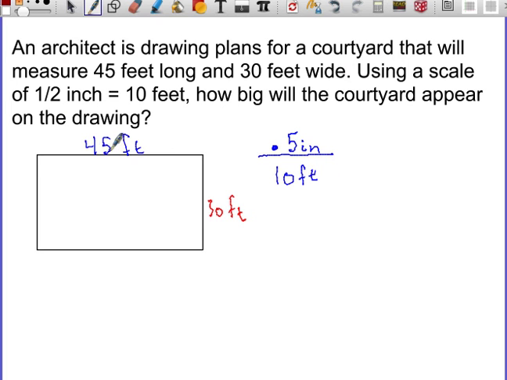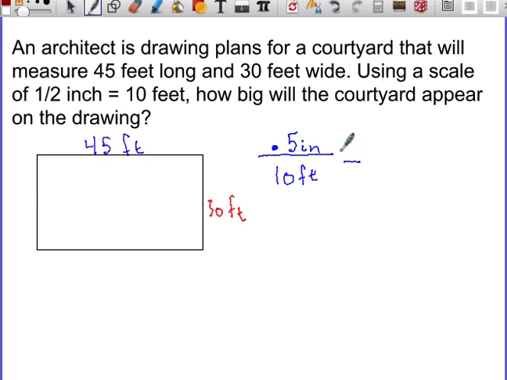How big will the courtyard appear on the drawing? So in real life, it's 45 feet by 30 feet. And you've got to do this in 2 steps. You can't interpret or make proportions that do both of these dimensions at one time. So I need to set up one proportion to change 45 feet into my paper drawing measurement. And I need to do another one to change 30 feet into my paper drawing measurement.